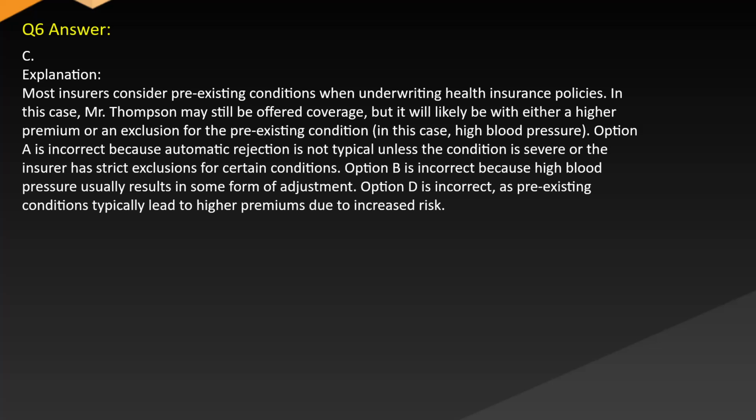Option A is incorrect because automatic rejection is not typical unless the condition is severe or the insurer has strict exclusions for certain conditions. Option B is incorrect because high blood pressure usually results in some form of adjustment. Option D is incorrect as pre-existing conditions typically lead to higher premiums due to increased risk.